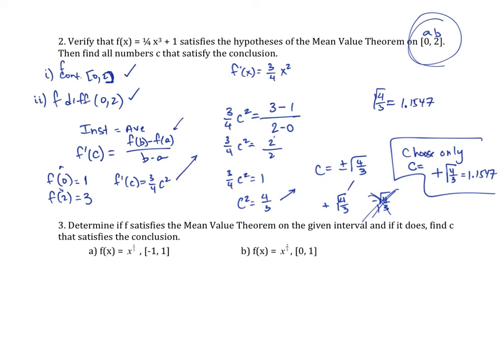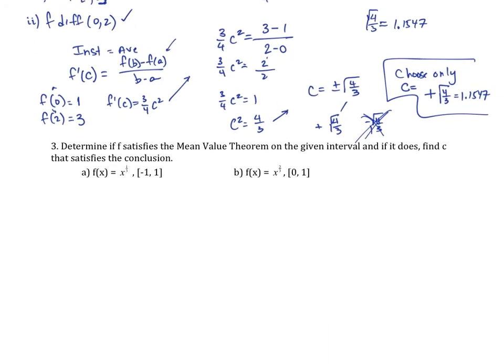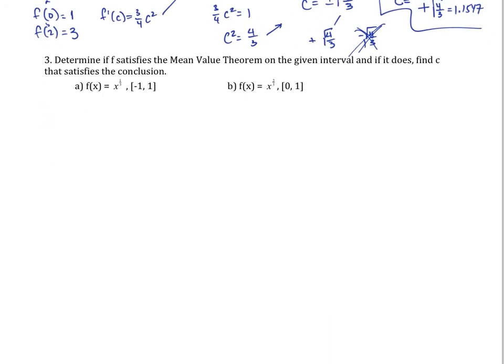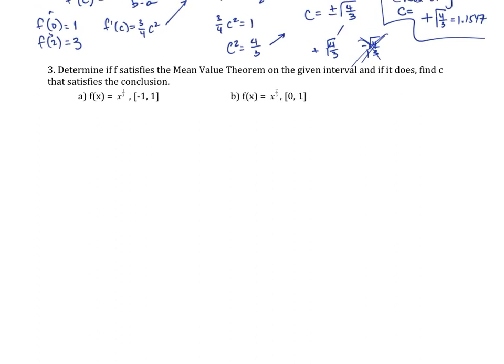All right, let's take a look at the next example. It says determine if f satisfies the mean value theorem on the given interval, and if it does, find C to satisfy the conclusion. So we need to see if the mean value theorem works on these, and we need to find that final C if it does work. Let's take a look at this first one.